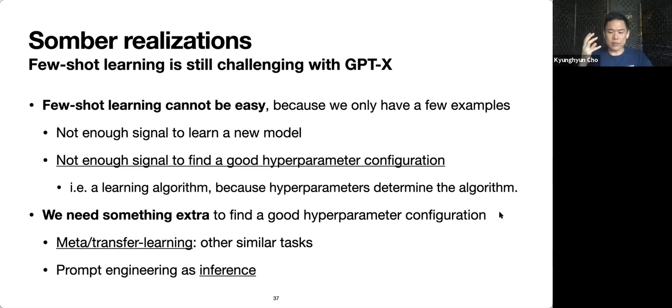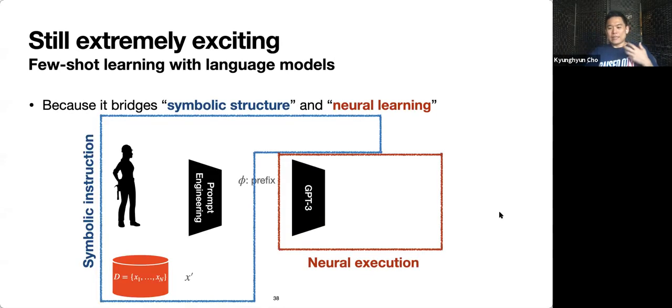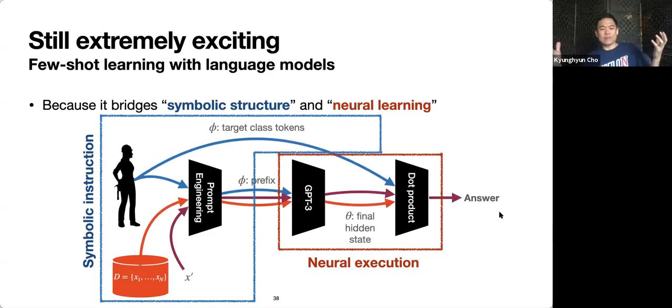Unfortunately, however good this language model is, there is no free lunch. We need some extra information in order to know how to tell this language model to do what we want it to do. But I gotta say, this is still extremely exciting because it actually bridges symbolic structure and neural learning.